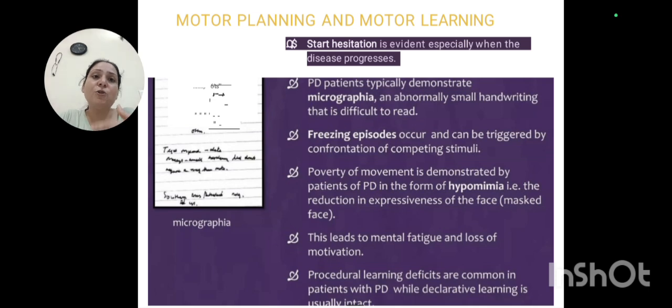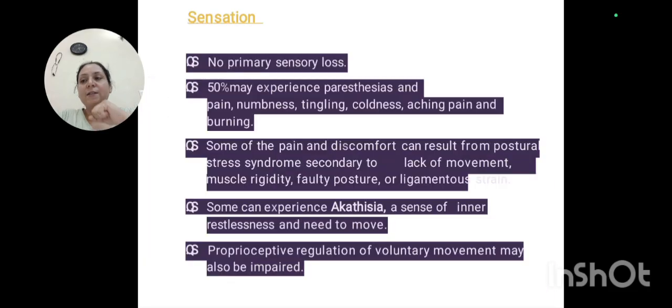The person also has learning deficits. If he is given a procedure to follow, he has procedural learning deficits. He will not be able to do anything properly, stepwise. Fine. So these are the problems in motor learning that he is having.